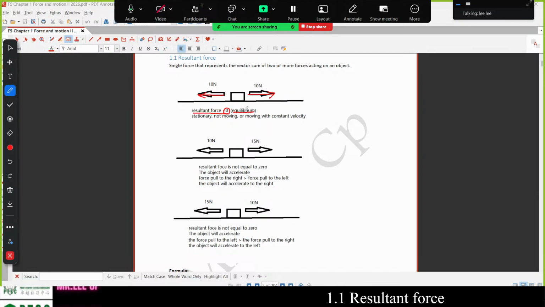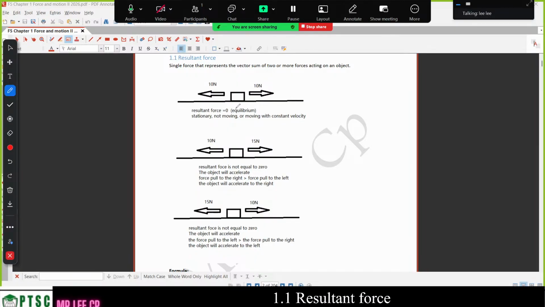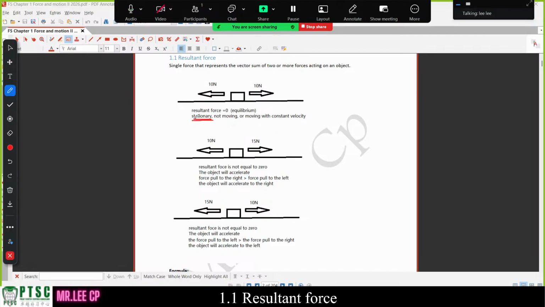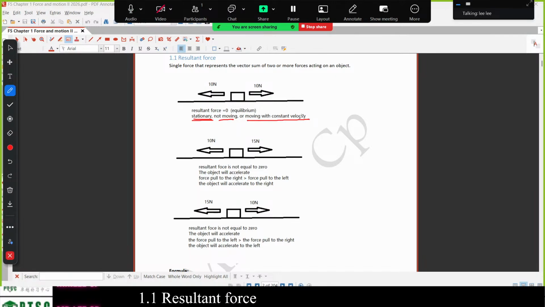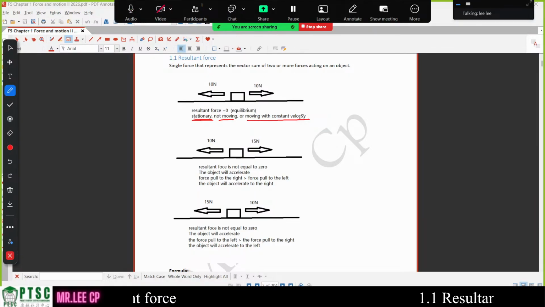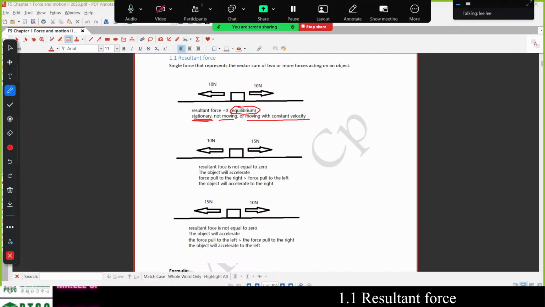So we call it equilibrium. When it is in equilibrium, the object is not moving, or we call it stationary. Or when it is moving, it will move with constant velocity. Constant velocity means acceleration is equal to 0. When you see the word equilibrium, the object must be not moving or moving with constant velocity.